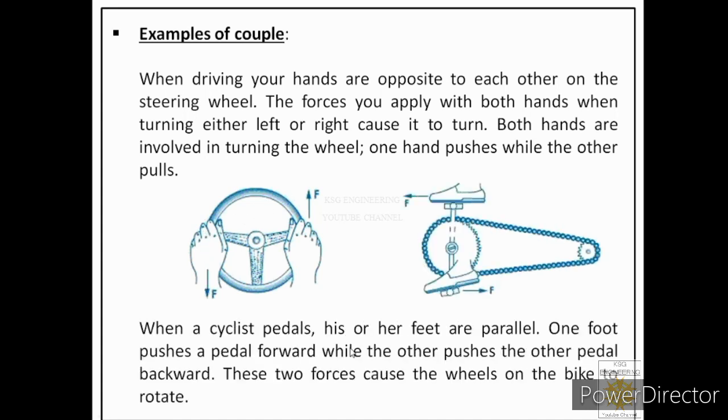The second example is related to a cyclist. When a cyclist pedals, his or her feet are parallel. You can see in this example, feet are shown and these are parallel to each other. One foot pushes a pedal forward while the other pushes the other pedal backward. These two forces cause the wheels on the bike to rotate. So we have seen two daily life examples for couple.